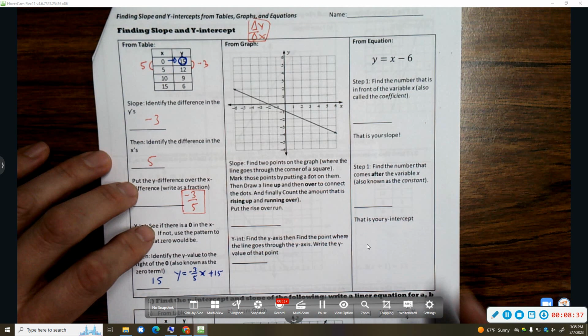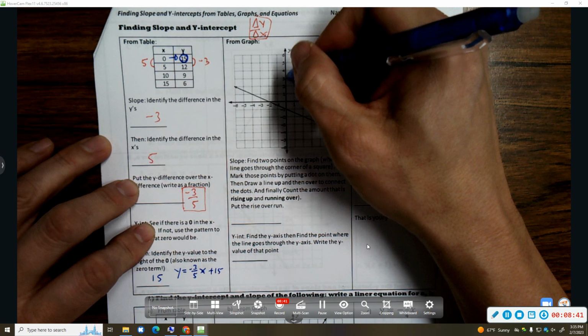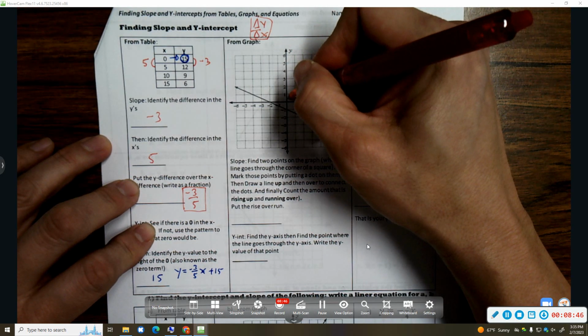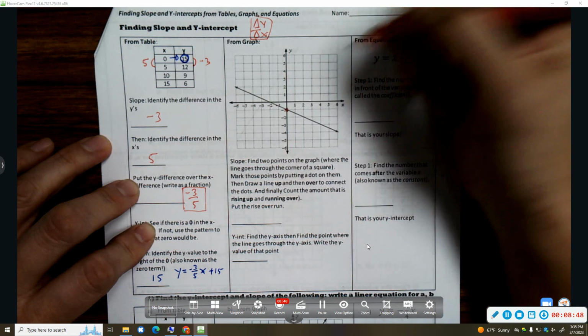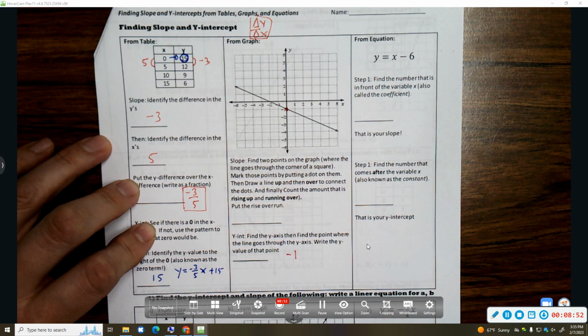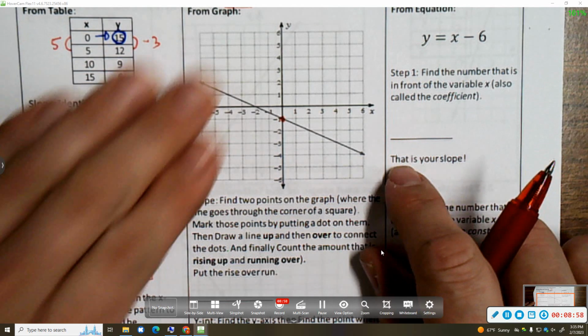Now, if they give you a graph, the first thing you want to do is you want to find your y-intercept. Okay? And I'm using a red pen. So follow the line, and then where the graph hits is your y-intercept. That's negative 1. Y-intercept is negative 1. I'll put it right here. Okay? And then, to find your slope, you might want to just follow the right side. Okay?